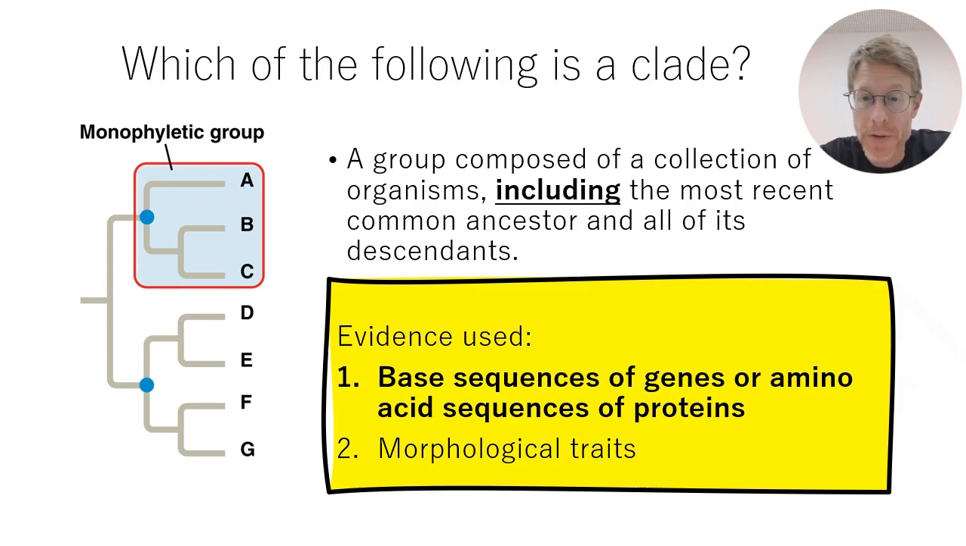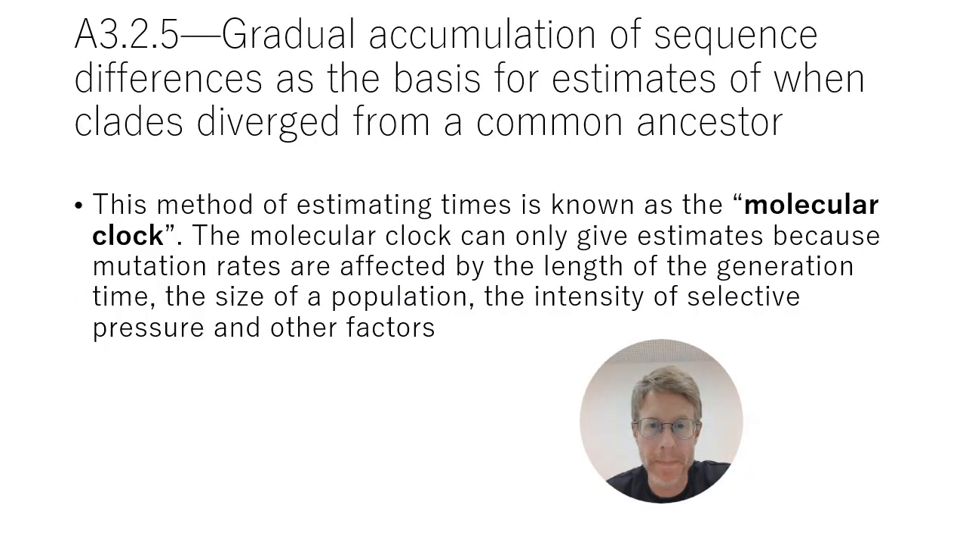Again, we can use morphological characteristics, what we see, structures to do this, and that's what was traditionally used. But much better than that is base sequences of genes or amino acids, because we have way more data. It's way more accurate to use genetic data than it is to use morphological data. So that's what's mostly used today to create these tree diagrams.